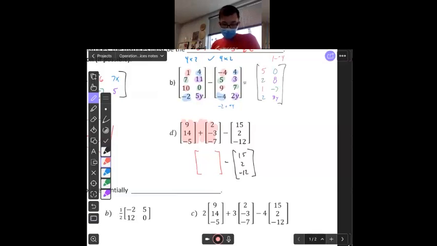So Natalie, what do we get when we add those two first ones? Okay, so 11, 11, negative 12. Thank you. And then we want to do the subtraction. Again, just be careful that you're subtracting. 11 minus 15, negative 4. 11 minus 2, right? 9. Negative 12 minus negative 12.